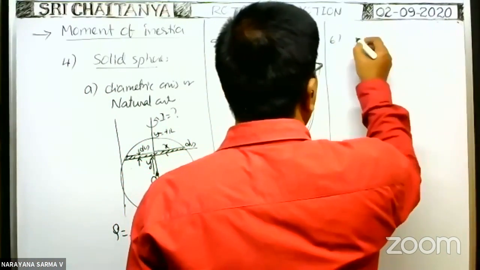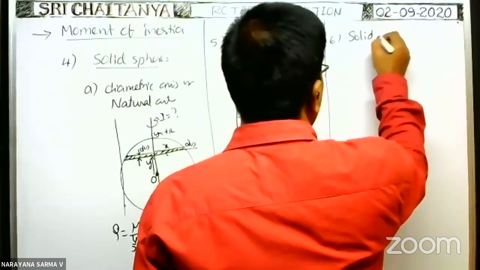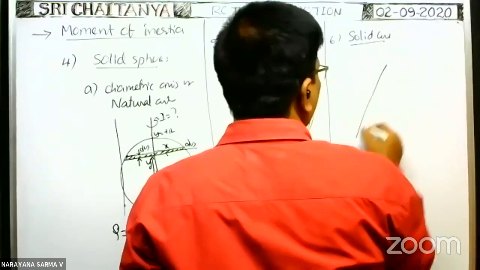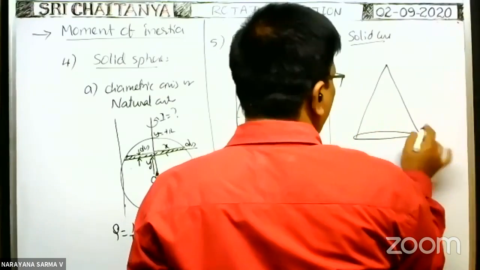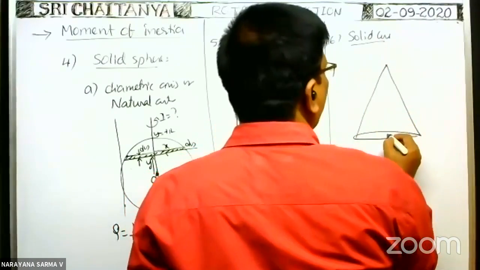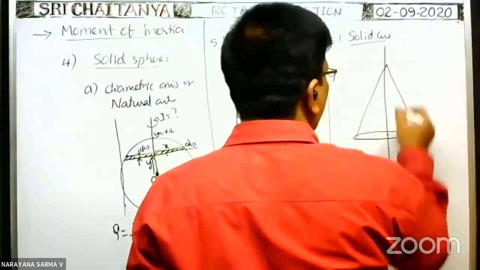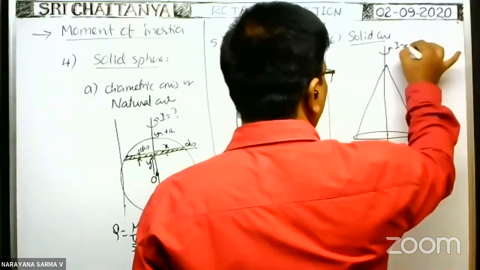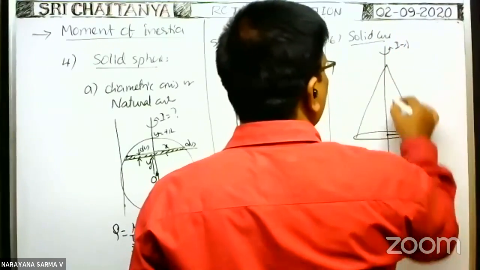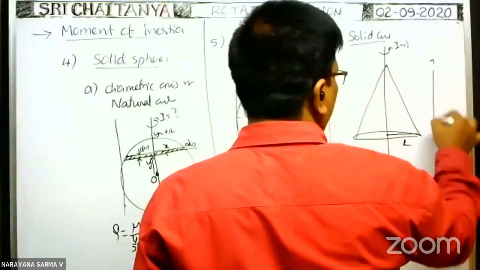Here, cone, solid cone. Suppose this is the solid cone. The mass distributes over its entire volume. About the natural axis of the solid cone, what is the moment of inertia? About this axis, what is I? Radius is capital R. Height of the solid cone is equal to small h.